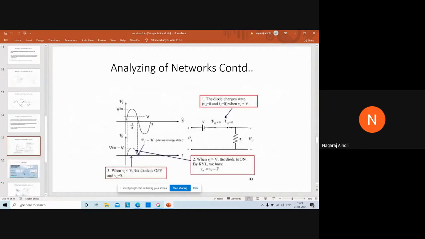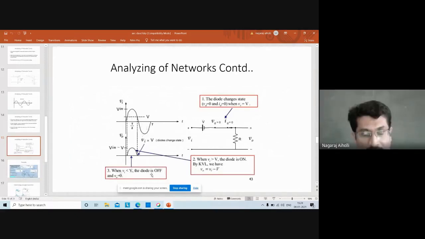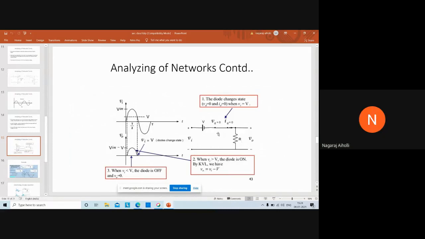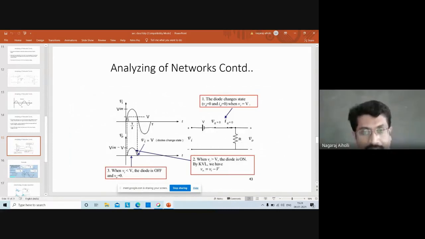This is how we analyzed the circuit. It is the same circuit here. So at V volts, when Vi is less than V, the diode is in the off state, and V naught equal to 0. Vi less than V, the diode is in the off state and the output will be 0, because when it is in the off state, the output will be 0. When Vi is greater than V, there is conduction. The diode will be in the on state, and we get the output voltage for this portion of the applied input signal. This is the output that we are getting when Vi is greater than V volts, that is, Vi greater than the transition level.